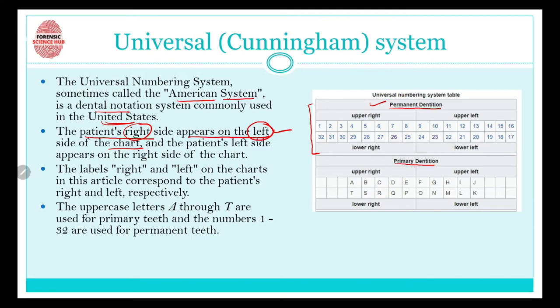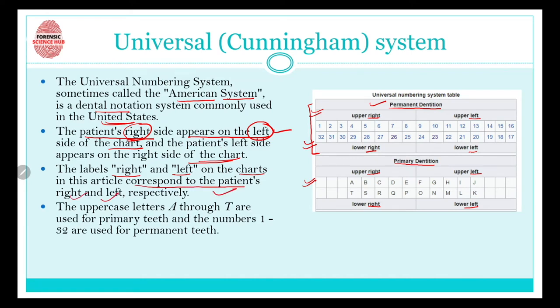So if this is the chart for permanent dentition for universal system, then the left area of the chart, that is this area, right? This is the left area, that is actually the patient's right. So the patient's right side appears on the left side of the chart. So hence we have right here and here we have left, and the patient's left side is actually on the right side of the chart. Alright, same goes with this chart also. This is right and this is left. The labels right and left on the charts actually correspond to the patient's left and right and not to the person who is viewing.